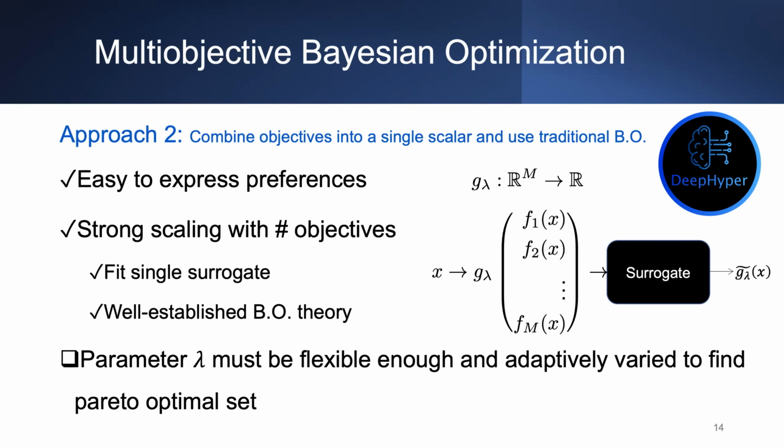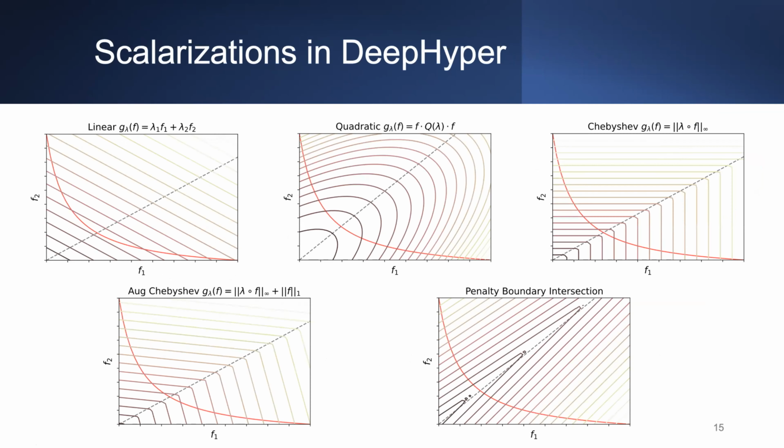And so this is actually the approach that we use within DeepHyper, because the main focus of DeepHyper is scalability. And so we want to use an approach that is scalable, and we can work around this challenge about trying to vary the scalarization to explore the Pareto front. Like we mentioned before, this is very much work in progress, but these are some examples of scalarizations that we are currently using within DeepHyper.